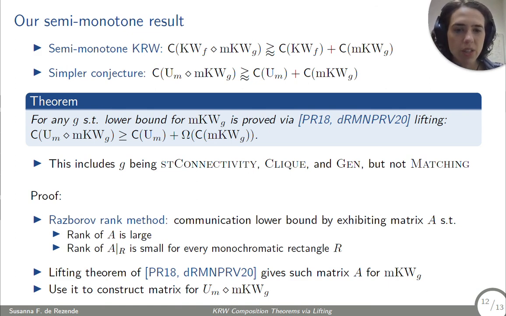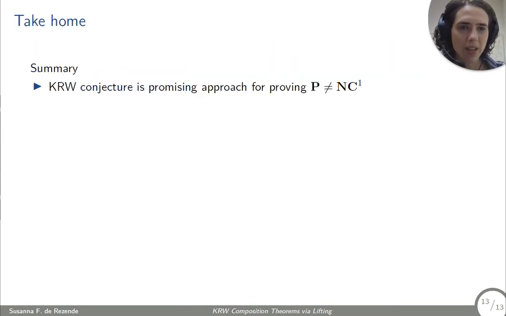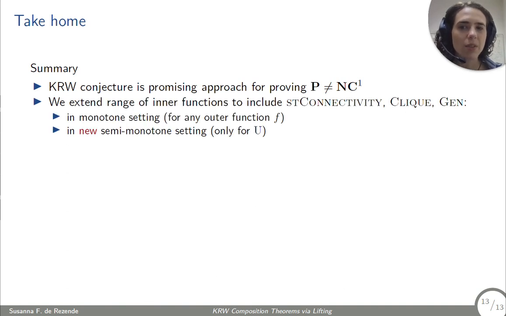And we use this matrix to construct a matrix for this composed problem. And that's how we obtain this result. Okay, so now the take-home message. The KRW conjecture is a promising approach for proving that P is not equal to NC1. Here we extend the range of inner functions that we can handle to include ST connectivity, clique, and the gen function in the monotone setting for any outer function f, and in the semi-monotone setting, but only for the universal relation.